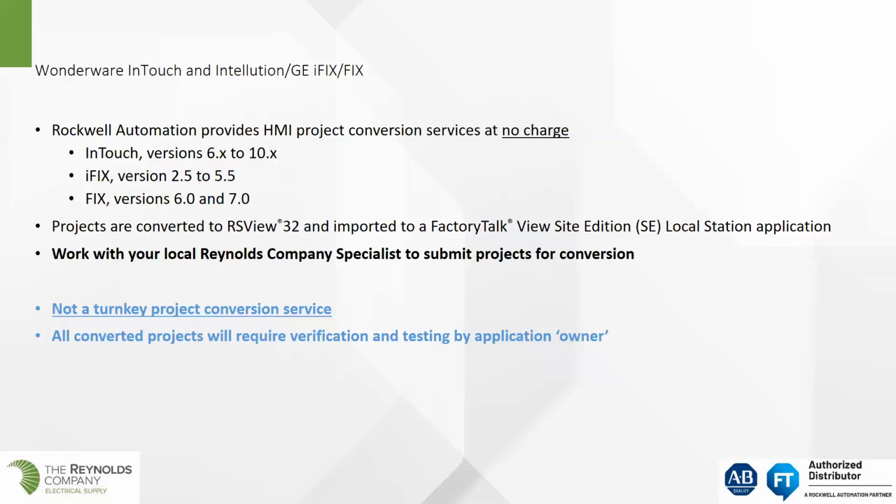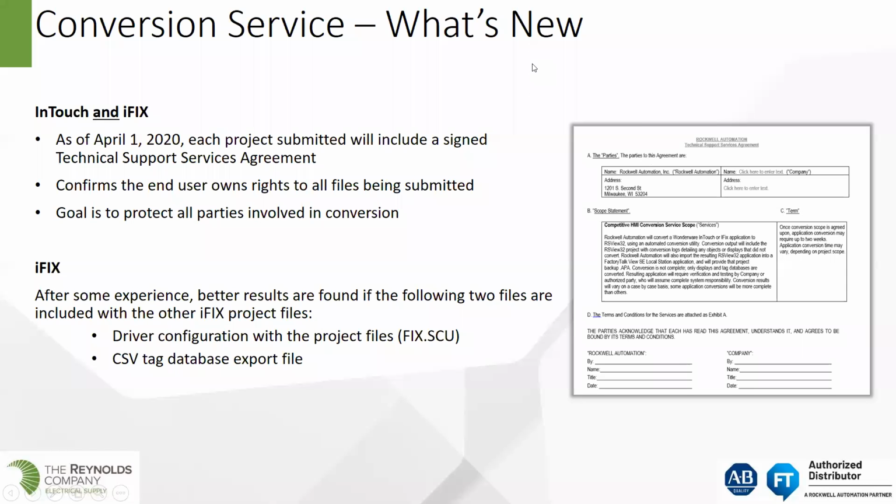And as part of this process, we will work with what we call an application owner. That could be the end user, if the end user is playing an active role in converting their technology. That could also be a systems integrator, or some other service provider. But it's not something that Reynolds does on our own. We have to go in with a partner or with an end customer to make this happen. Okay, Mark, go ahead and move to the next slide.